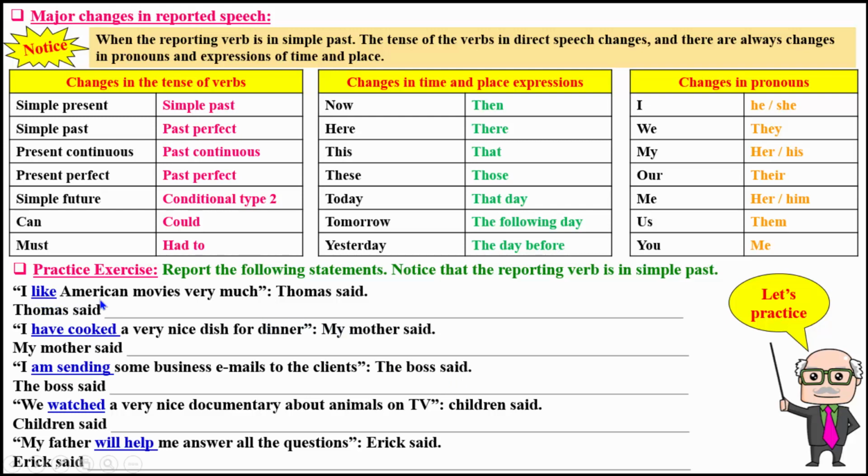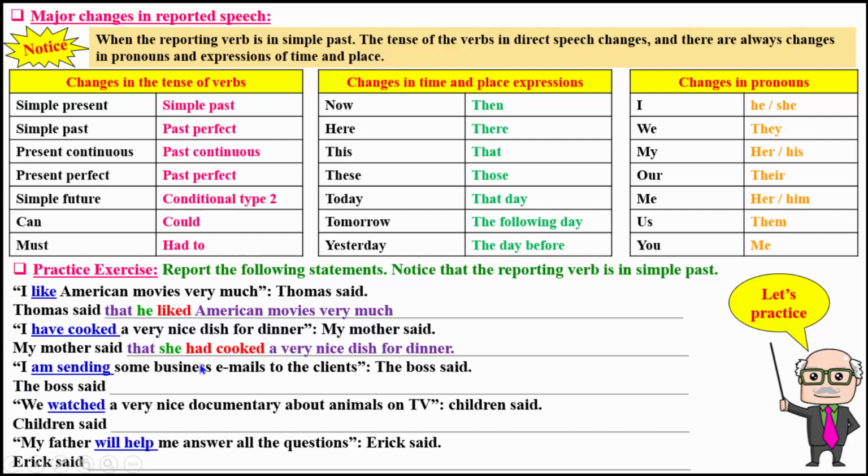Number one: "I like American movies very much," Thomas said. Thomas said that he liked American movies very much. The verb here is in simple present. It changed to simple past. "I have cooked a very nice dish for dinner." My mother said that she had cooked a very nice dish for dinner. The verb "have cooked" is in present perfect. It changed to "had cooked," which is past perfect.